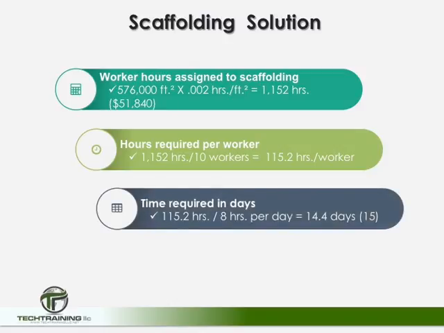And lastly, we want to convert our time to days, in this case working days. Each worker is going to be working 115.2 hours. We want to divide this by the 8 hours per day that they'll be working. Gives us 14.4 days. But the duration that we're going to assign to this activity is going to be 15 days, rounding it up from the 14.4. So let's go ahead and try another one.